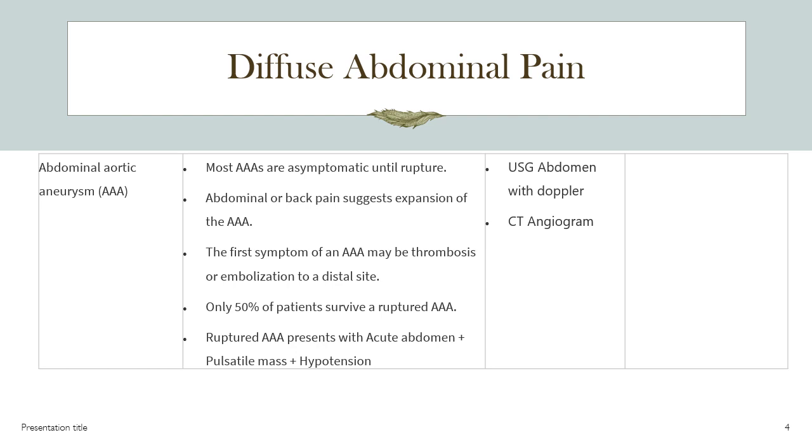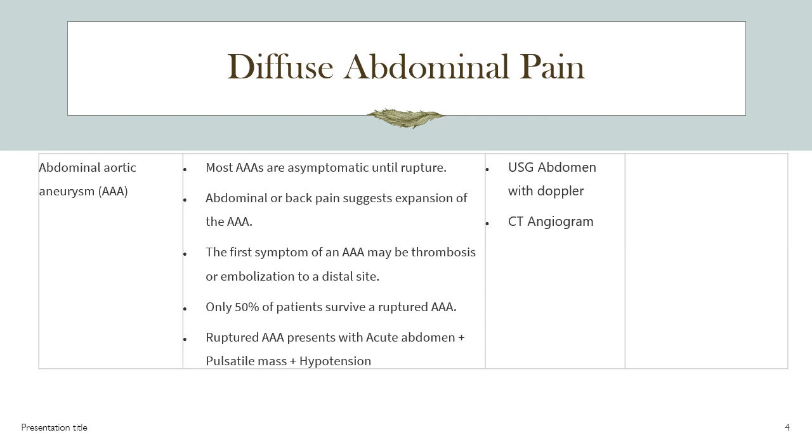Most of the time abdominal aortic aneurysms are asymptomatic, usually patients having some abdominal or back pain. The first symptom of abdominal aortic aneurysm might be thrombosis or embolization of the distal side, so the patient having an aneurysm in the abdominal aorta might present to you with digital ulcerations, digital ischemia, digital gangrene of the distal fingers or toes. Such patients sometimes present with ruptured abdominal aortic aneurysm. These patients have acute abdomen with a pulsatile mass or hypotension.